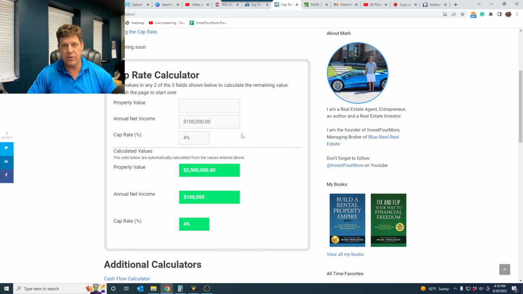Now, why is this important to know? Well, obviously, if you're investing in a property, it's really good to know what you might be able to sell it for, right? This kind of gives you an idea of what the value is, what you could sell it for, what you could refinance it for if you decide to go that route later on.